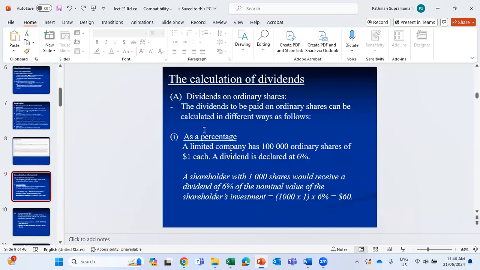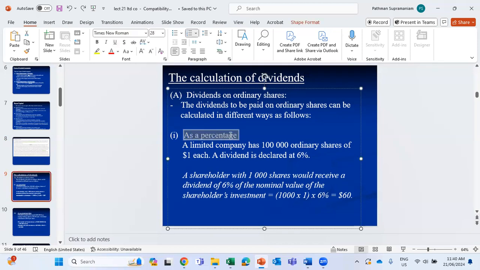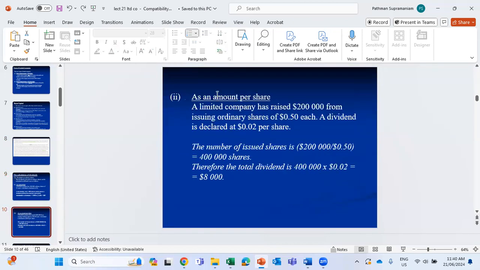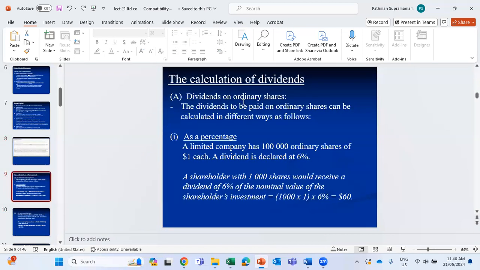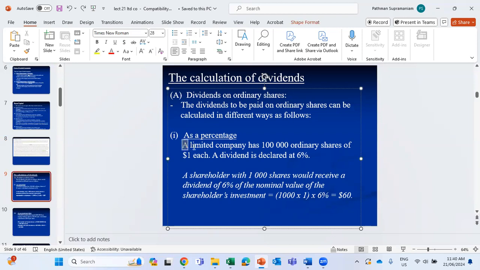Now I just mentioned dividend, so let's talk about dividend. In an exam question, the calculation of dividend can be instructed in two ways. One way is as a percentage, and the other way is as an amount per share, especially in the MCQ. Let's look at how to calculate dividend as a percentage. Here's a short example: a limited company has 100,000 shares of $1.